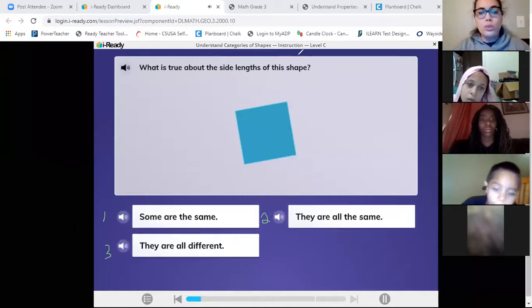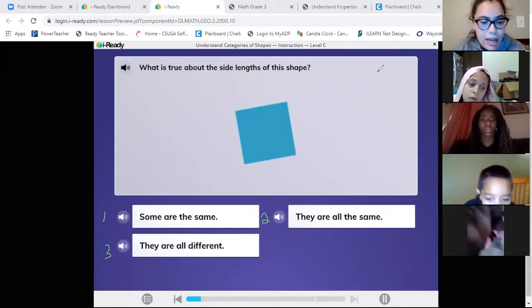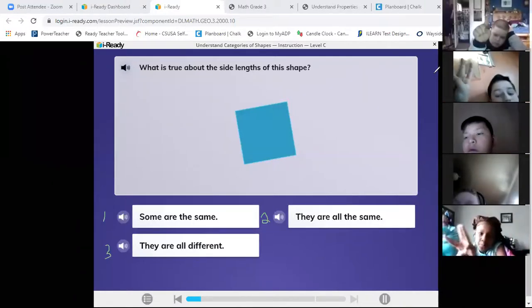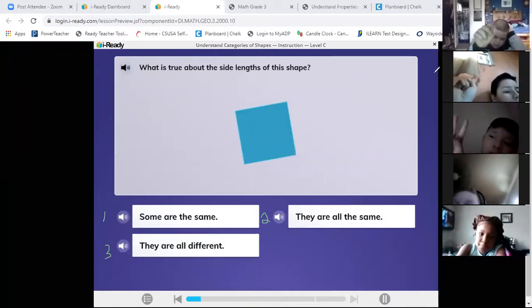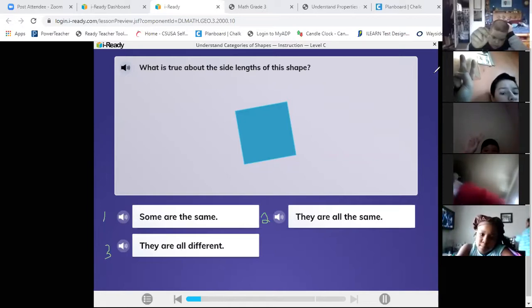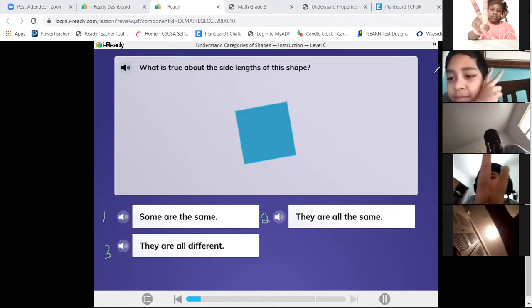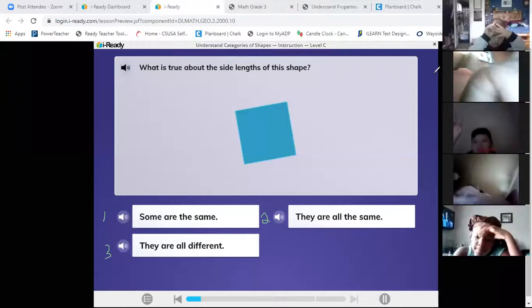Same thing, 1, 2, or 3. Are some the same size? Are they all the same size, or are they all different? 1, 2, or 3. Show me with those fingers, 1, 2, or 3. So I see a 1. I see a 2. Remember, 1 says some are the same, 2 says they're all the same, and 3 says they're all different. So I see some 1s and 2s.